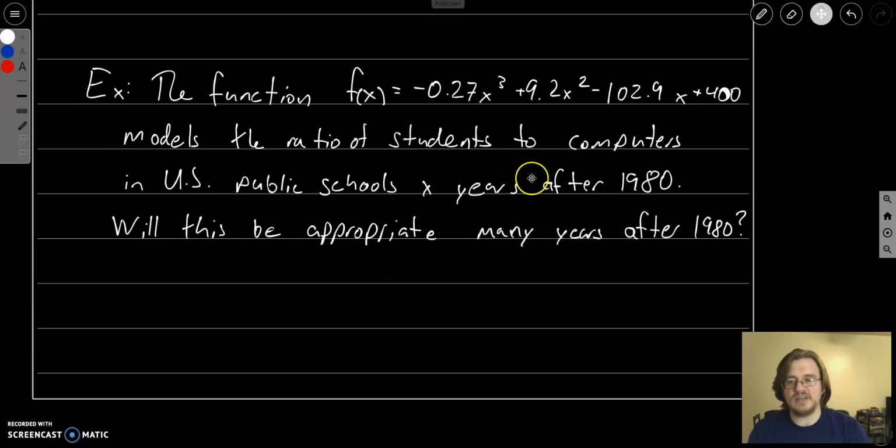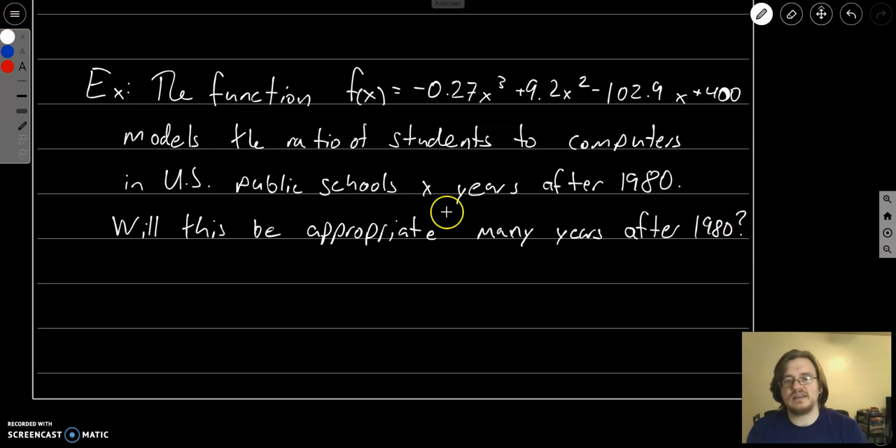So let's see an application of this. The function f of x is equal to negative 0.27x^3 + 9.2x^2 - 102.9x + 400. This is a bizarre function, and it's kind of hard to see what's going on. But it says that this models the ratio of students to computers in the U.S. x years after 1980. So the question that's posed is, will this be appropriate many years after 1980?